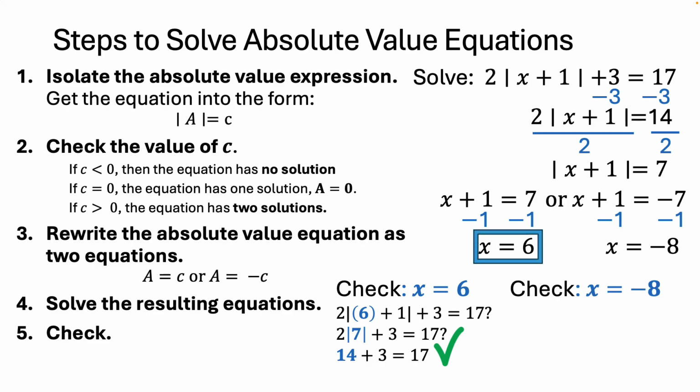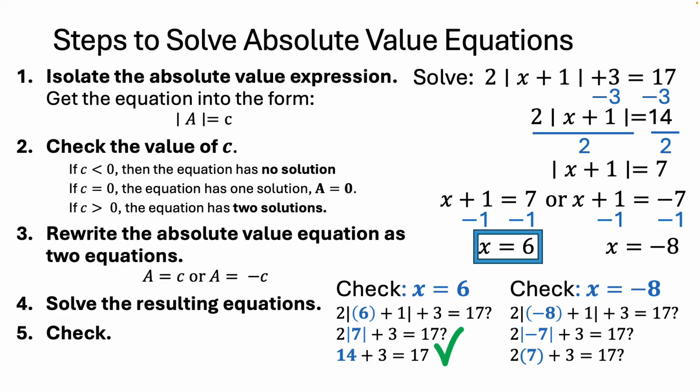Now let's go ahead and check x equals -8. Plugging this into our original equation, we would have 2 times the absolute value of the quantity -8 plus 1, plus 3. Is that equal to 17? Simplifying the inside of the absolute value, we would have 2 times the absolute value of -7 plus 3 is equal to 17. Now the absolute value of -7 is 7. So this would be 2 times 7 plus 3. Is that equal to 17? And 2 times 7 is 14. Plus 3 is definitely equal to 17. So x equals -8 is indeed a solution to the original equation.